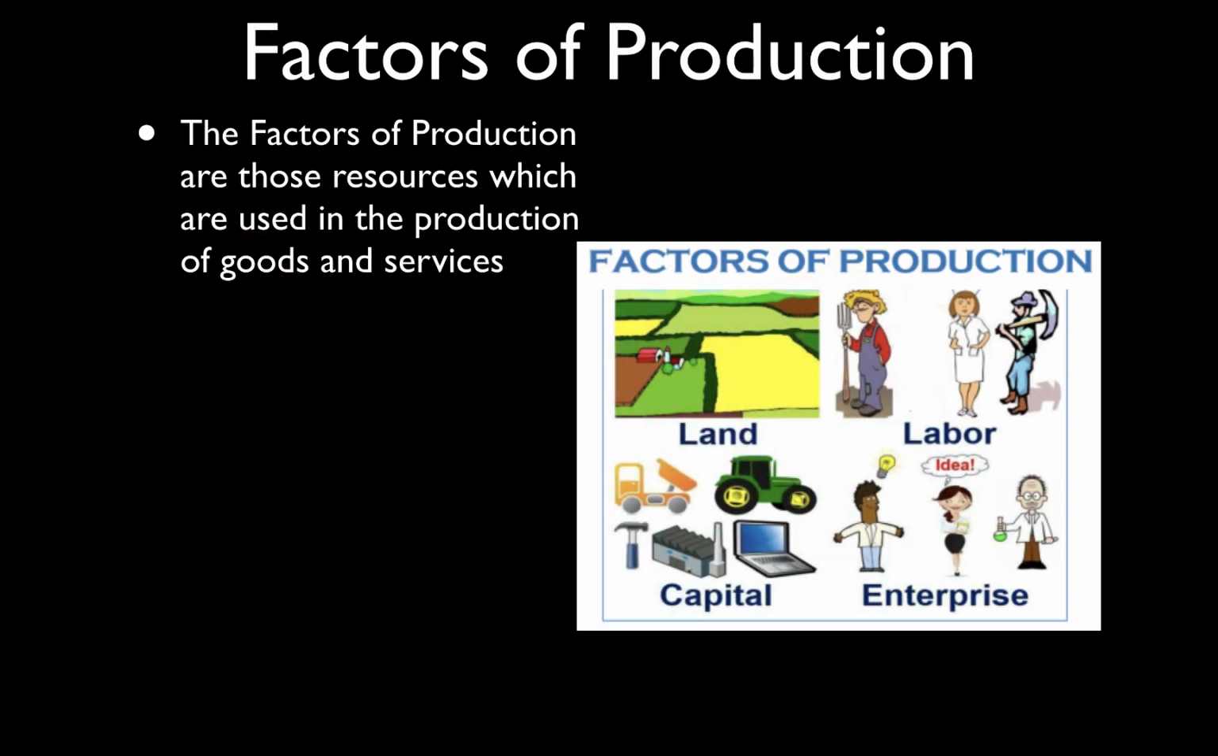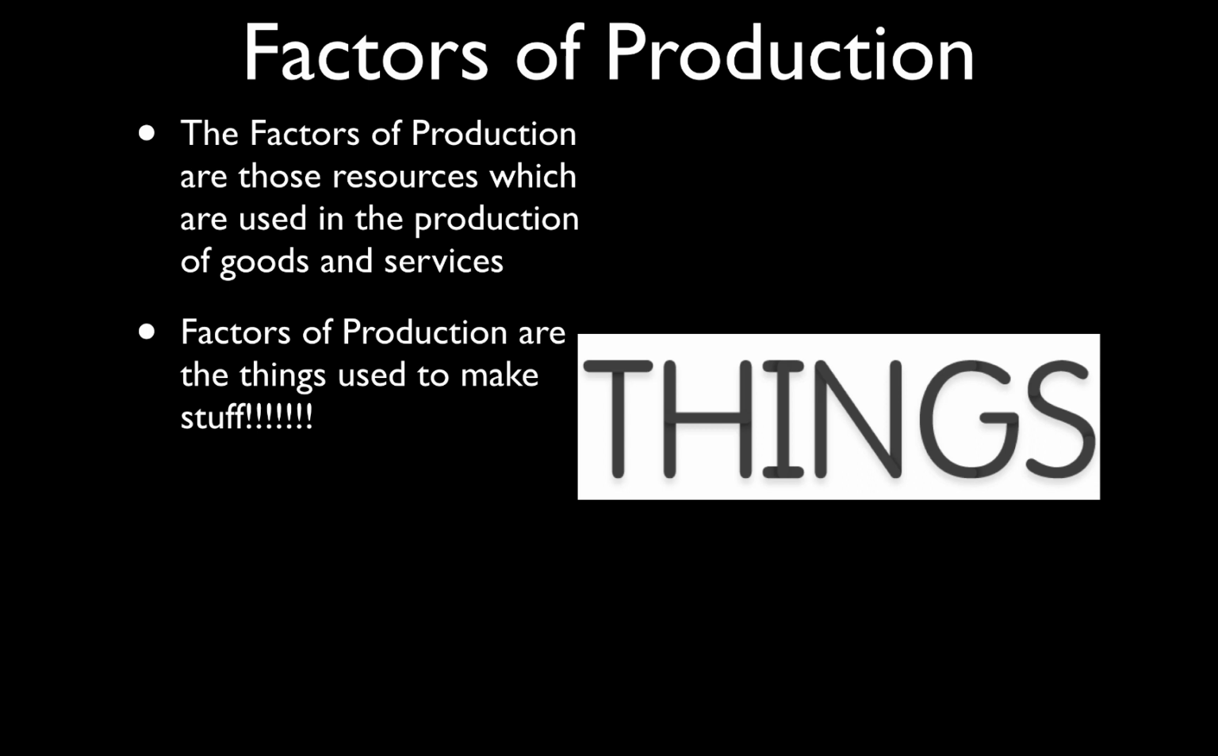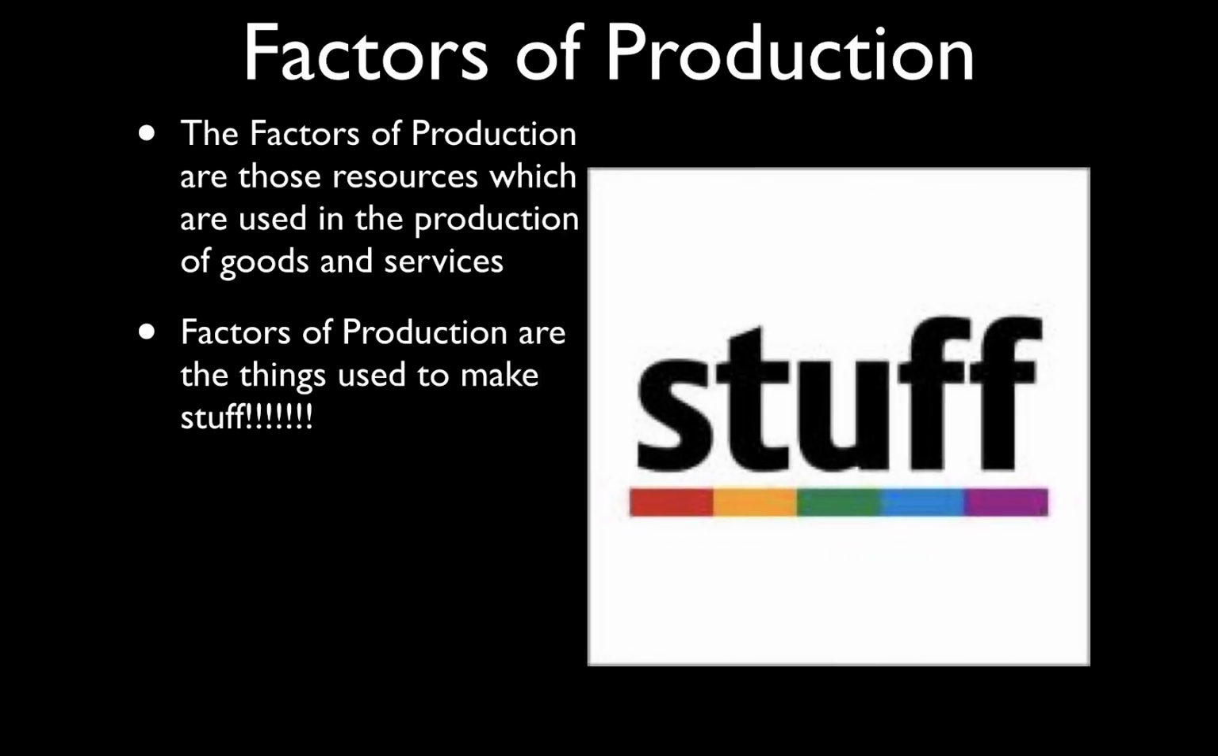Now, the first factor of production that we're going to be talking about is land, but before we do that, let's get a definition of what we mean by factors of production. The factors of production are those resources which are used in the production of goods and services. What I like to say is factors of production are the things that are used to make stuff, the stuff that you and I consume, or even for businesses to allow them more capital to produce more goods and services in the future. The factors of production produce everything that is consumed or used to produce more goods in the future.